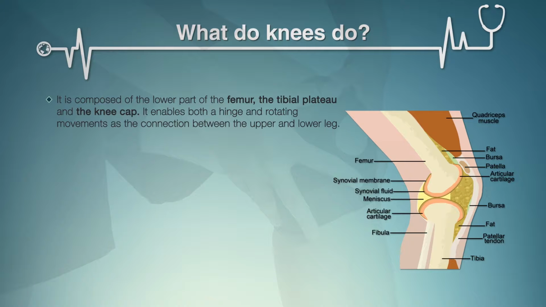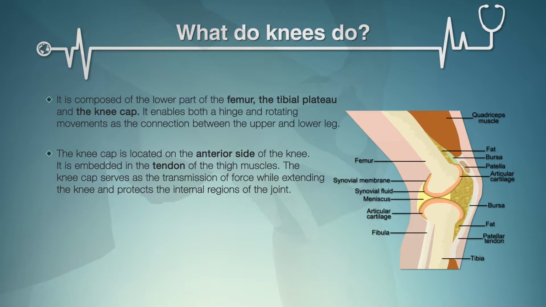The knee joint function is to be fairly flexible while walking and bending, but at the same time, it is supposed to offer great stability while standing up. There are 2 menisci located between the upper and lower leg bones in each knee, one on the right and one on the left side. The kneecap is located on the anterior side of the knee. It is embedded in the tendon of the thigh muscles. The kneecap serves as the transmission of force while extending the knee and protects the internal regions of the joint.